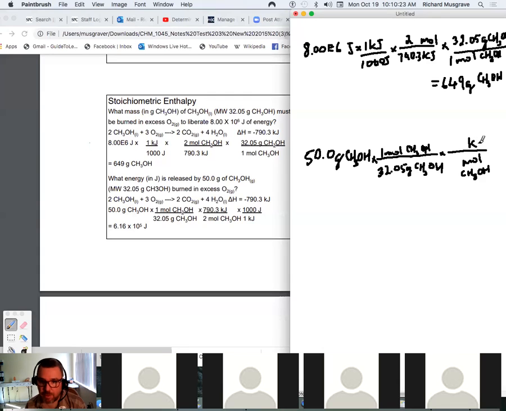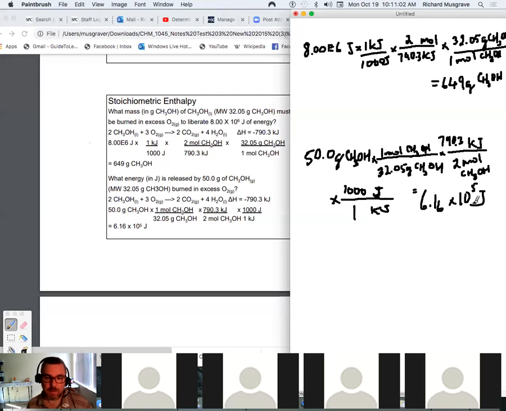And then I've got my energy, which is in kilojoules, and that's 790.3. Again, for the same reason, I make it a positive value. And I put 2 moles here. The 2, of course, comes from the stoichiometry, from the reaction. And then we're looking for joules, so we do a conversion at the end, 1,000 joules and 1 kilojoule. And that gives us, in this case, 6.16 times 10 to the 5th joules. All right, does anybody have any questions?